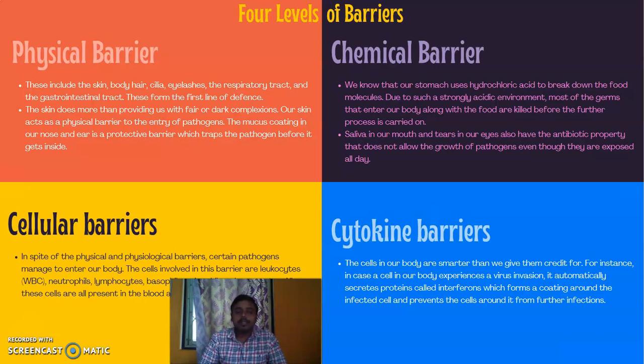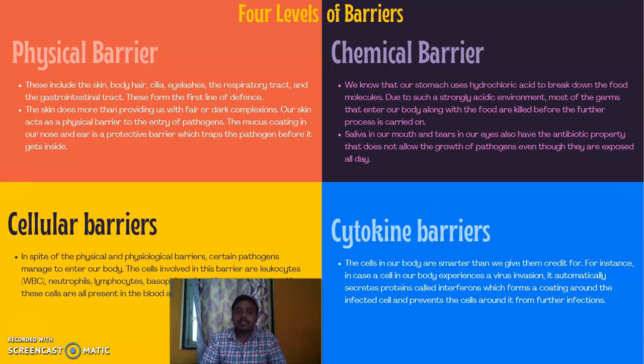First, what are all the different levels of barriers that are present in our body to protect us? The first barrier is the physical barrier. The physical barrier includes the skin, the body hair, the cilia, eyelashes, the respiratory tract and the gastrointestinal tract. These form the first line of defense. Whenever an external pathogen tries to enter our body, this first line of barrier, the physical barrier, protects the entry of the pathogen inside our body.